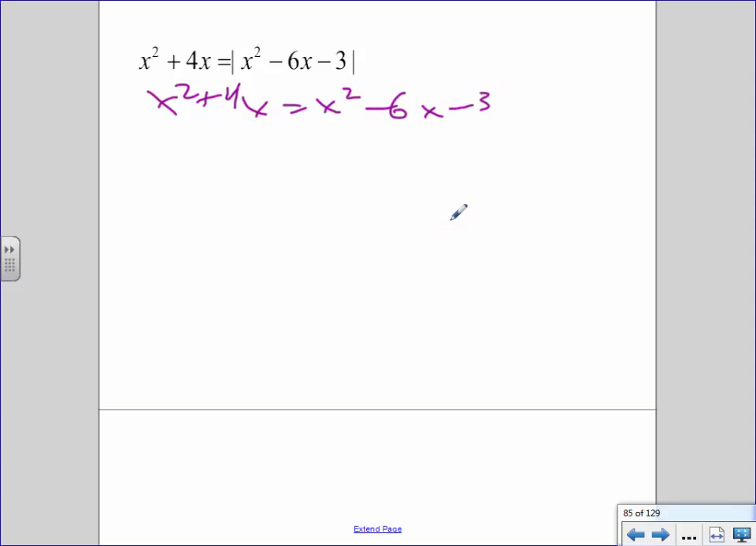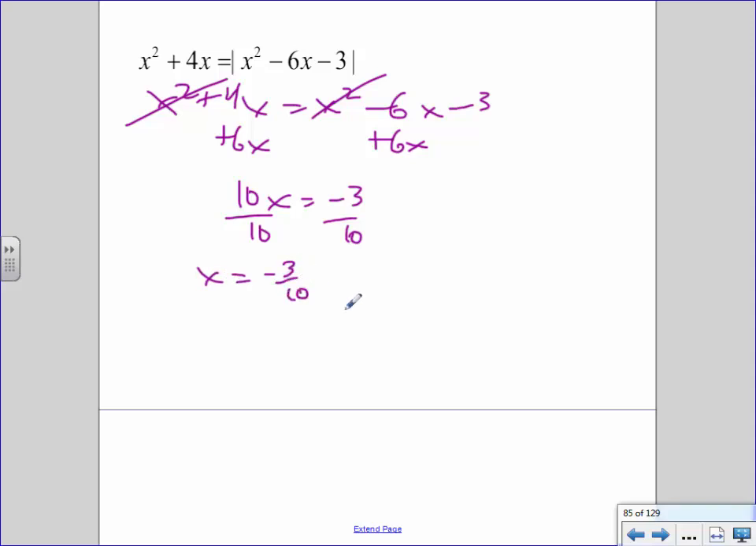Okay, now solve. How do you solve a quadratic? Actually, it's not even quadratic. Why isn't it quadratic? Okay, the x squareds cancel. Add 6x to both sides. So you'll have 10x equals minus 3. I believe I found an answer of this. That makes sense?